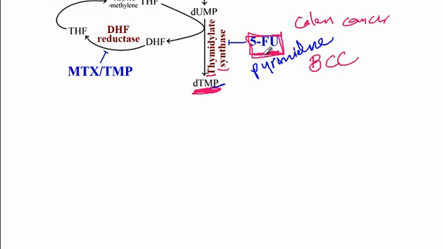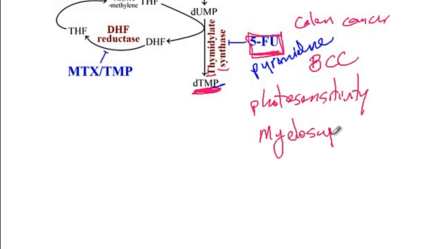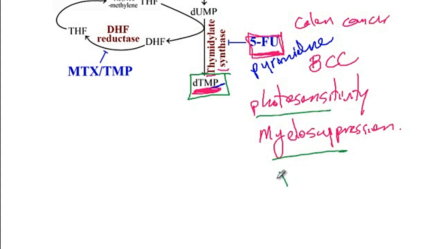And the toxicities of 5-fluorouracil include photosensitivity, as well as myelosuppression. And so if you want to reverse these side effects, what you can do is provide thymidine in these patients, because that's actually the product that is being inhibited by the 5-fluorouracil.